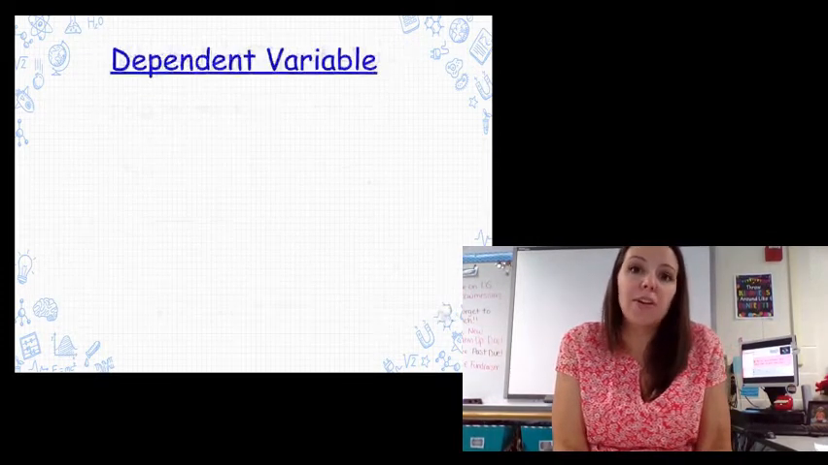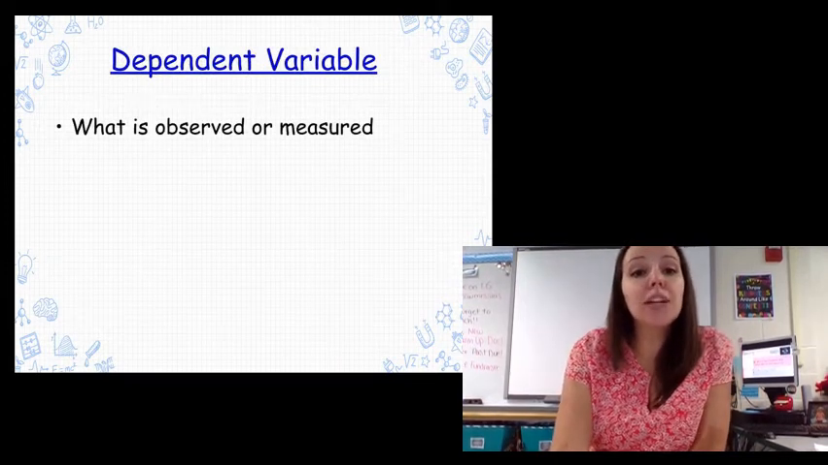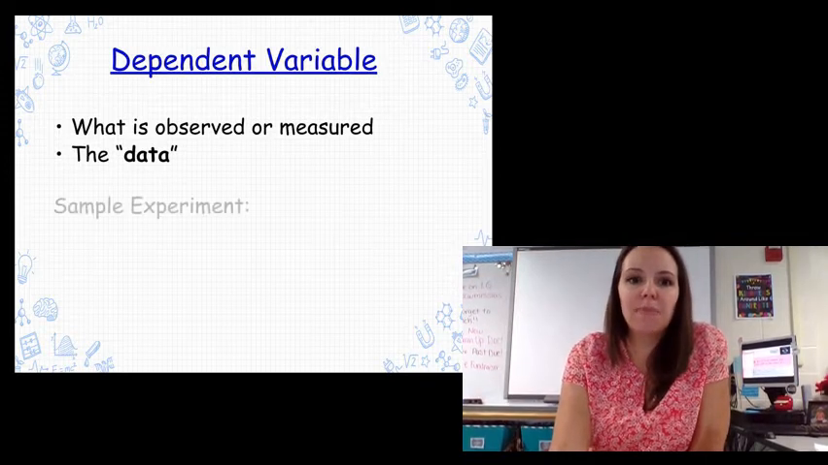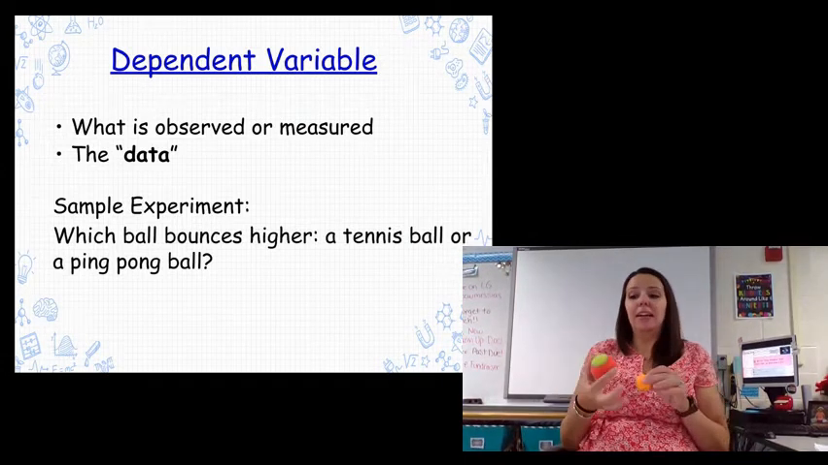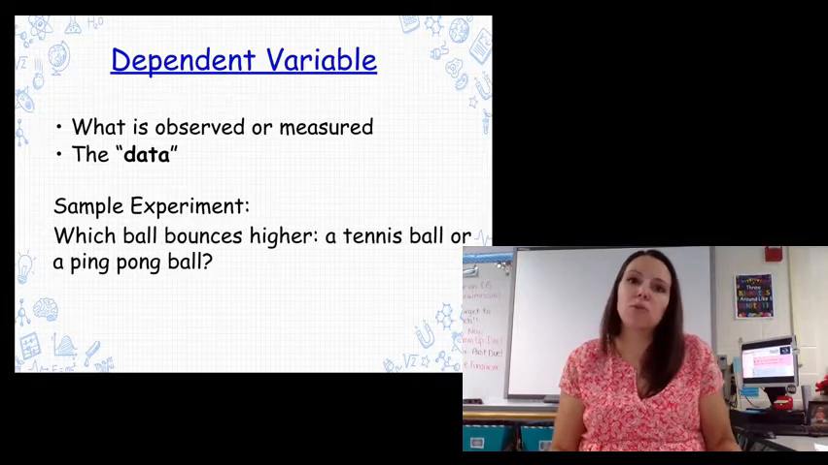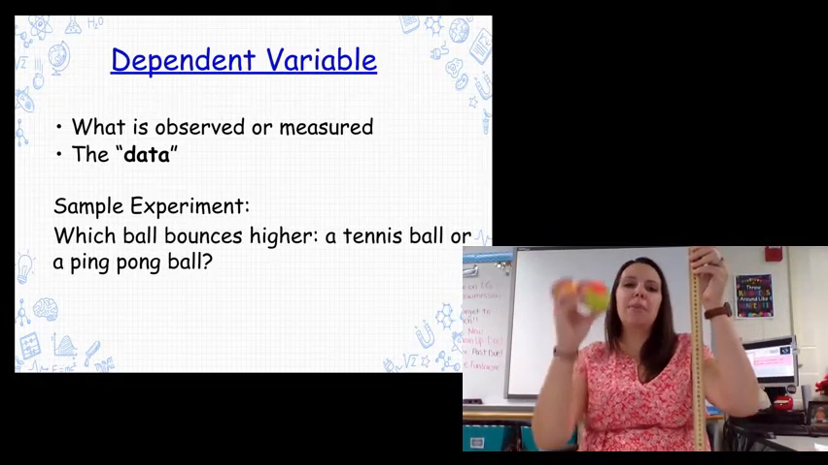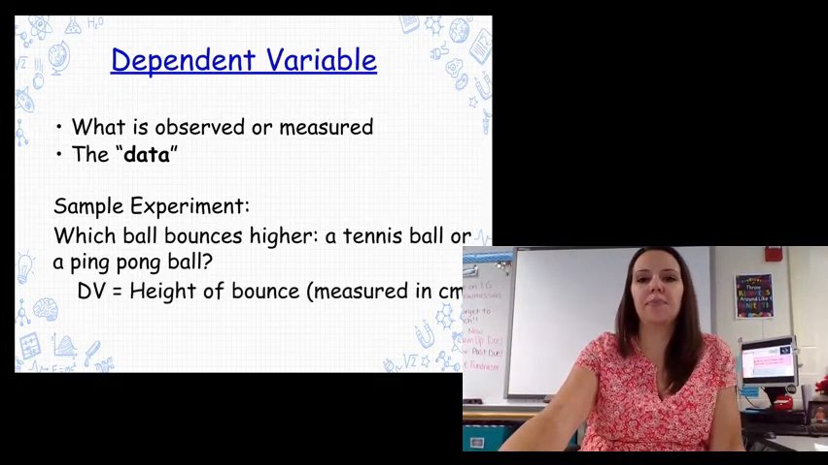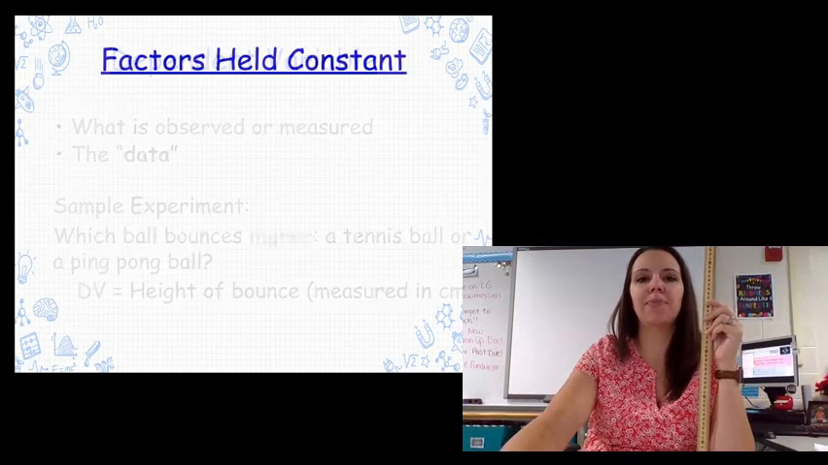You also want to think about your dependent variable. Your dependent variable is what you're measuring or observing. This is your data. It's how you're going to get the results of your experiment. So in the same experiment with which ball will bounce higher, I'm going to measure actually how high the ball bounces. And in science, you need to think about tools that you're going to need to collect that data. So I'm going to use a meter stick and I'm going to measure how high each ball bounces. And I'm going to measure it in centimeters too. It's important to think about how you're going to measure it.